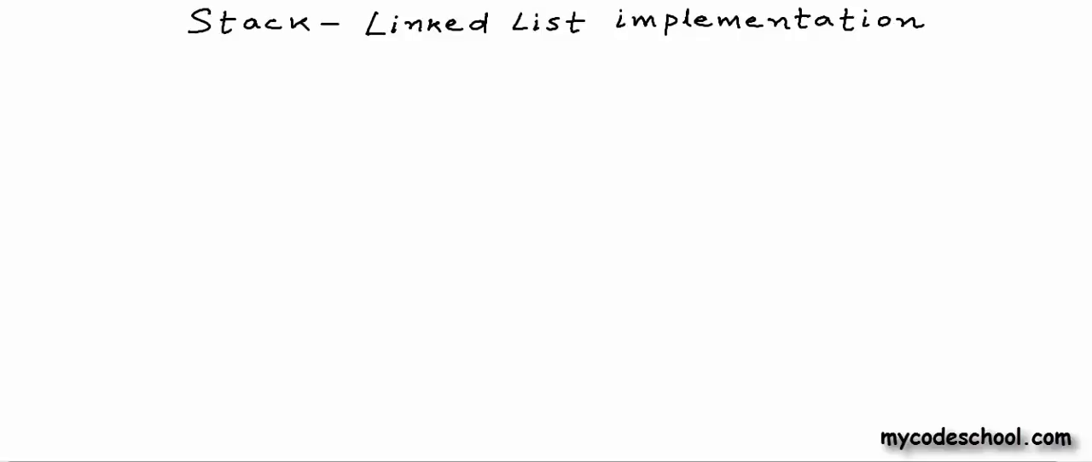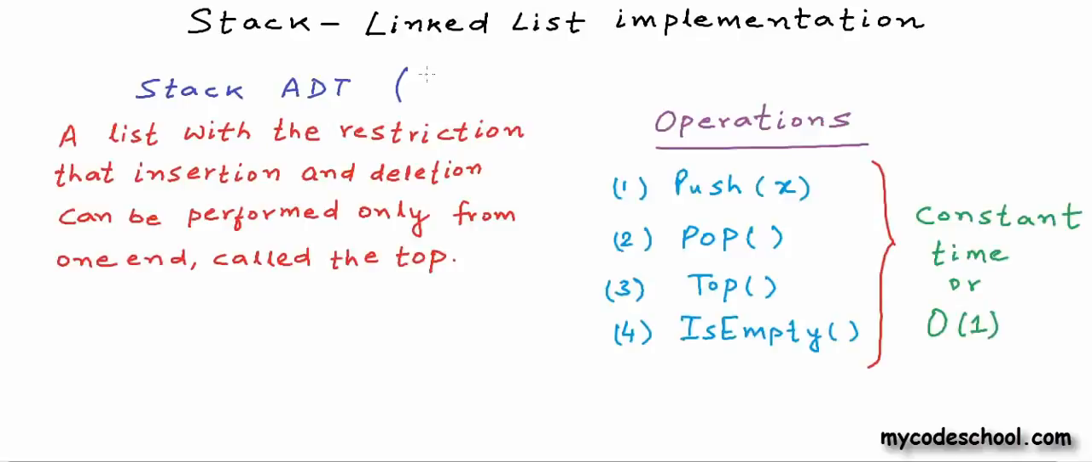Stack, as we know from our discussion so far, is called a last in first out data structure. Whatever goes in last in a stack comes out first. It's a list with this restriction that insertion and deletion must be performed only from one end, that we call the top of stack, and insertion in a stack is called push operation and deletion is called pop.